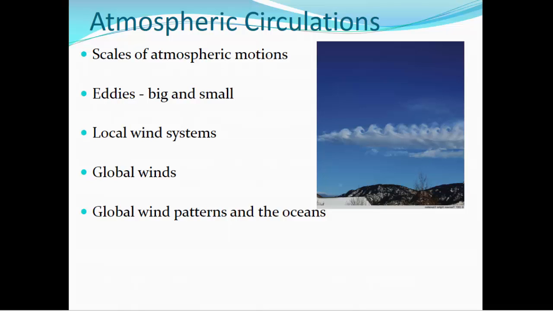Welcome to MET 1010, Chapter 7 lecture, Atmospheric Circulations, where we will talk first about the scales of atmospheric circulation. How do you classify different motions in the atmosphere? We'll talk about eddies, big and small, local wind systems, global wind systems, and wrap up talking about global wind patterns and how that affects the oceans.